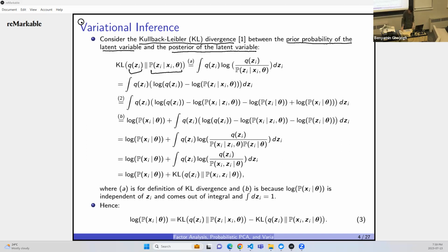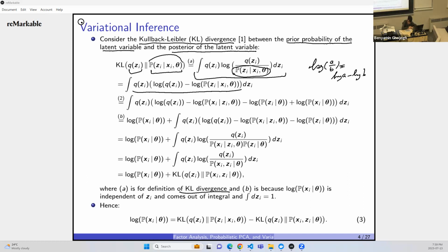So let's consider the KL divergence. According to the definition of KL divergence, it is this. By the way, it's not symmetric, okay? So it's the integral of Q of Zi, logarithm of Q of Zi over this probability here, dZi, okay? Now I know that logarithm of A over B equals logarithm of A minus logarithm of B. So I can simplify it in this way. Then what happens?